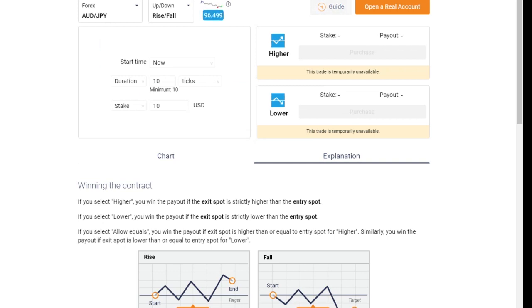Today I got a rise fall strategy for you guys. Make sure to practice this on your demo account first. If the strategy is working for you, then go for trading on a real account. In this strategy I am going to talk about some numbers, and those numbers will help you to win trades.